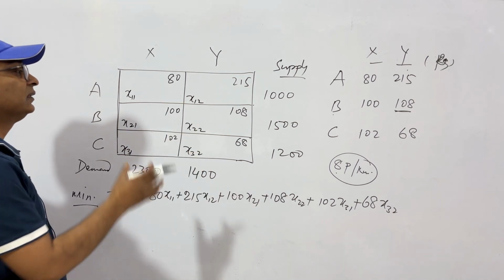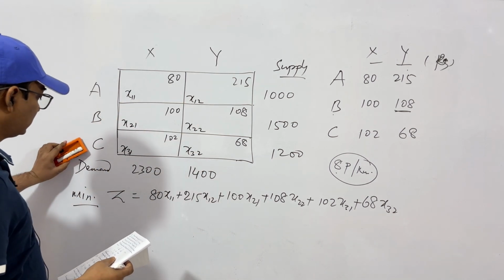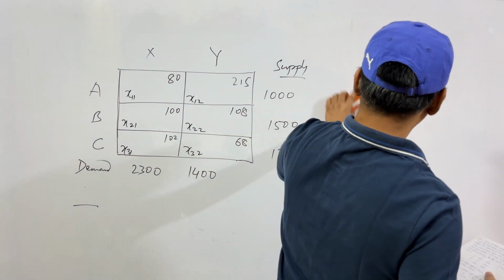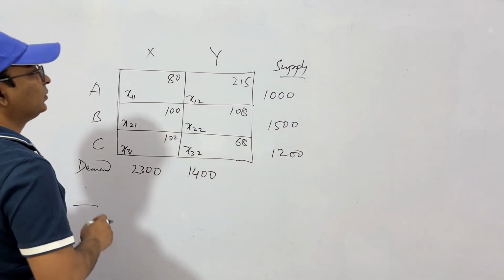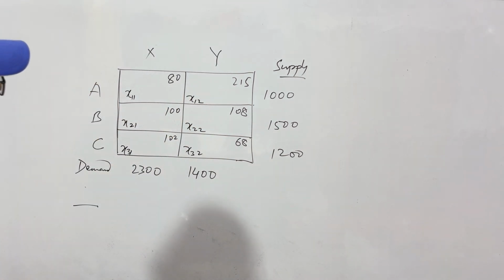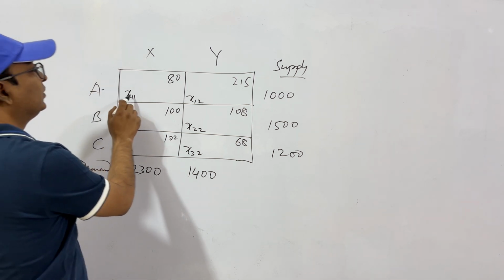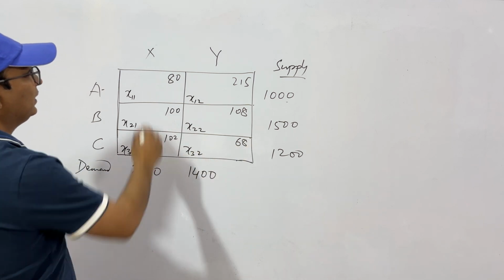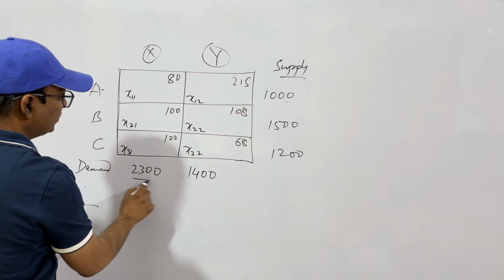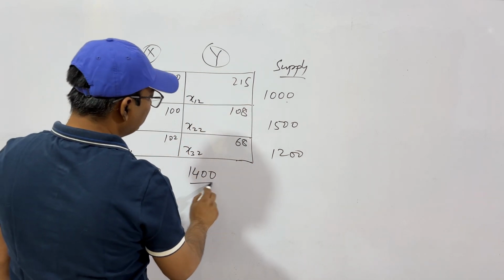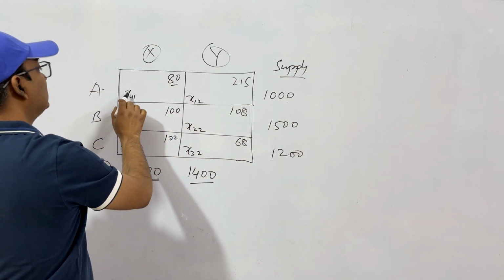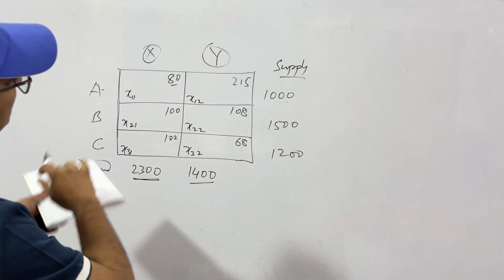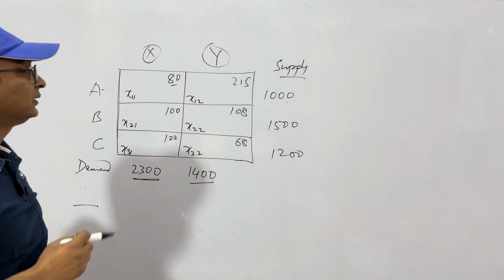So this is how we make the table. Now the beauty of this table is that if you are given nothing, instead of the question in so many words, if only this table is given, just by looking at this, you know that these are the production units. This unit produces 1000 items, this unit produces 1500, this unit produces 1200. These are demand units. This has the capacity to demand 2300, this has the capacity to demand 1400. This is the cost of transporting per unit from A to X. So this table actually gives all the data that you want. This is the beauty of this table.